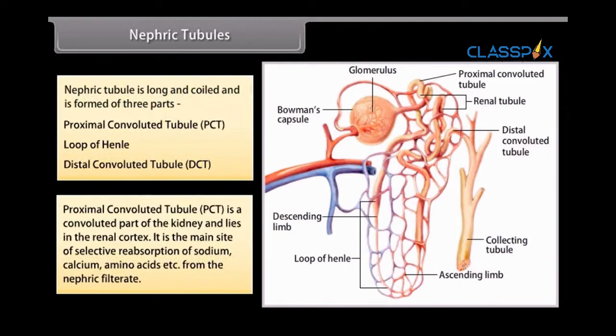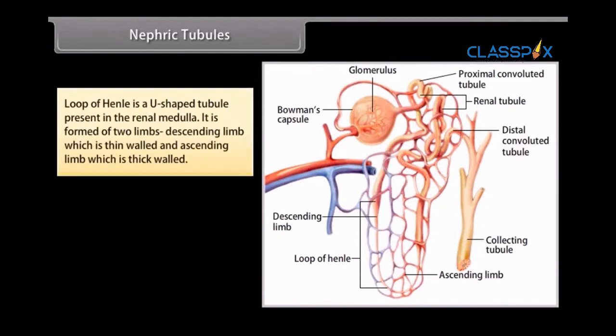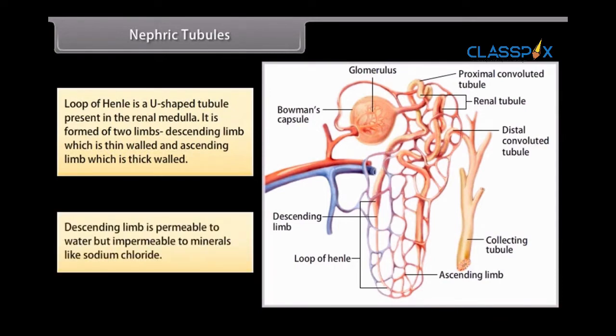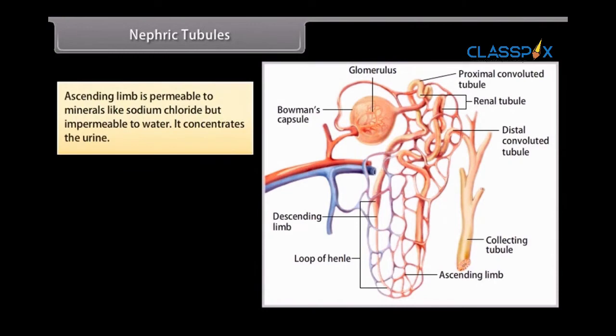from the nephric filtrate. Loop of Henle is a U-shaped tubule present in the renal medulla. It is formed of two limbs, the descending limb, which is thin-walled, and the ascending limb, which is thick-walled. The descending limb is permeable to water but impermeable to minerals like sodium chloride. The ascending limb is permeable to minerals like sodium chloride but impermeable to water. It concentrates the urine.